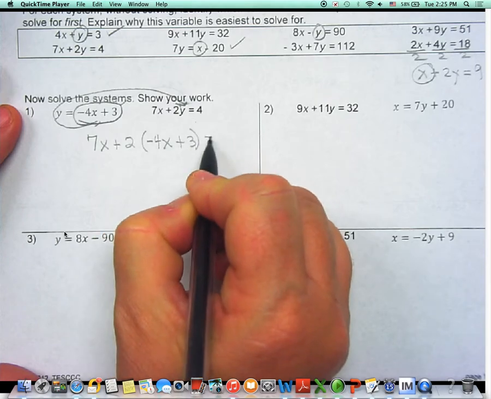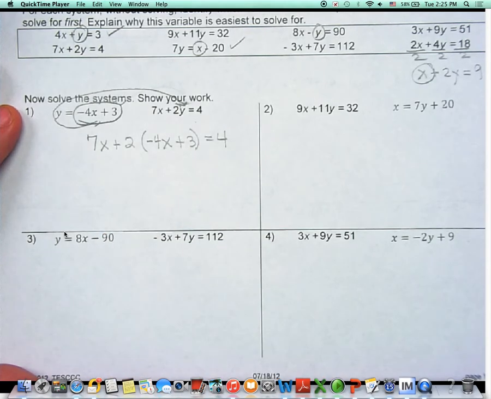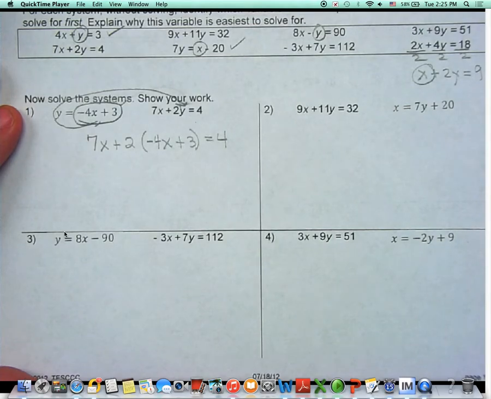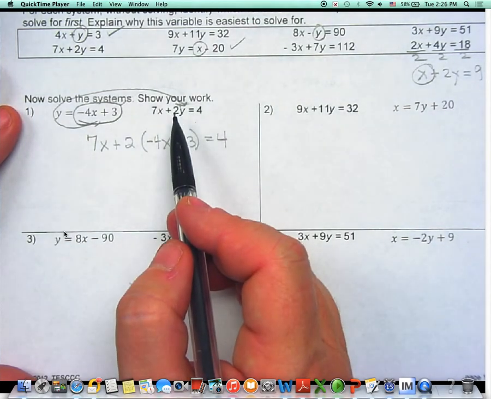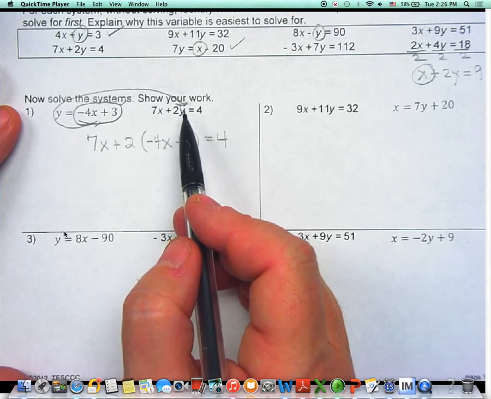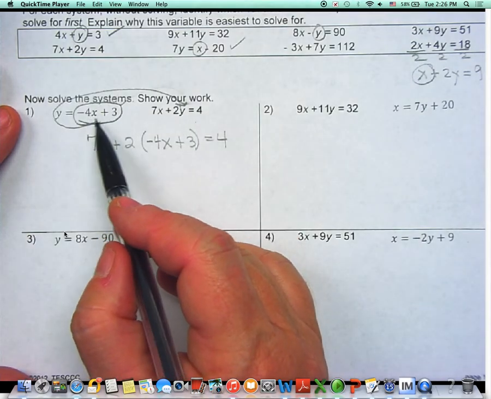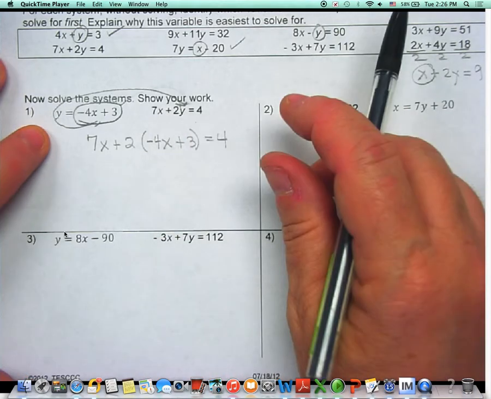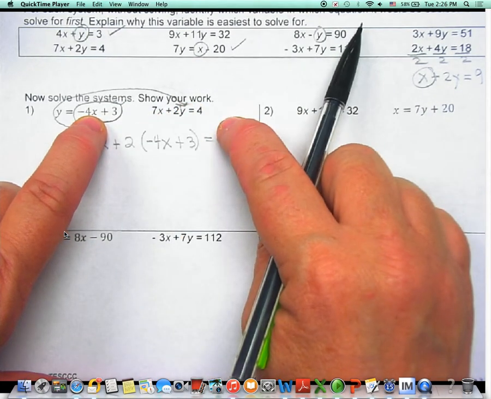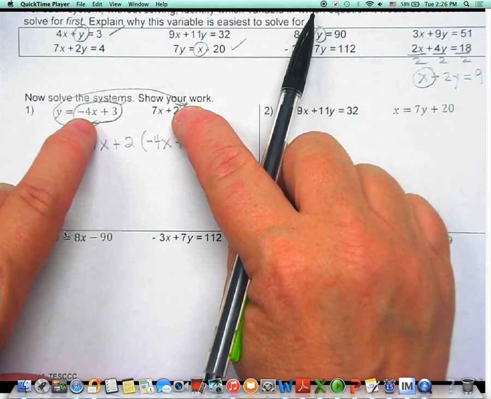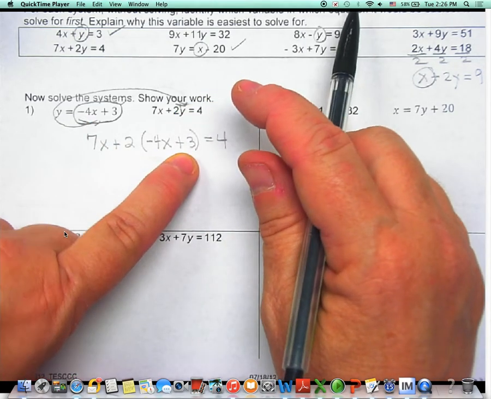Why wouldn't you take the 2 with you? What do you mean? The 2 with the x though. You mean this 2? Yeah. Because it's 2 times y, and then that is y. So we're replacing that y with this. Same equation, but instead of the y, we're replacing it with negative 4x plus 3.